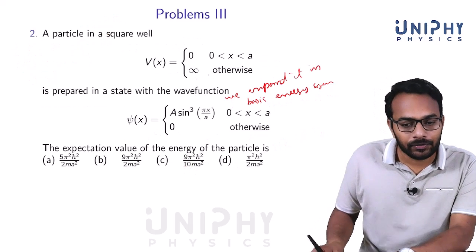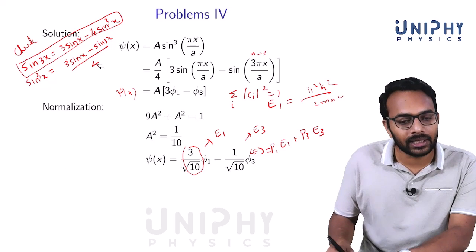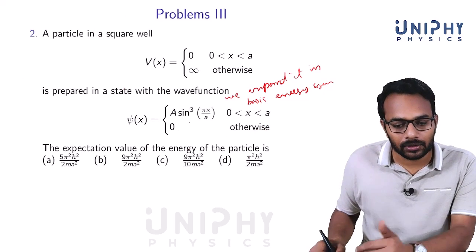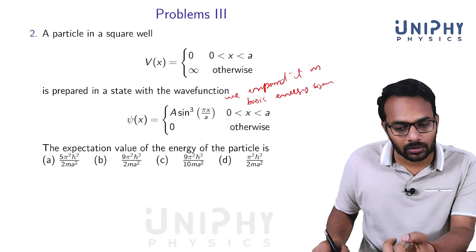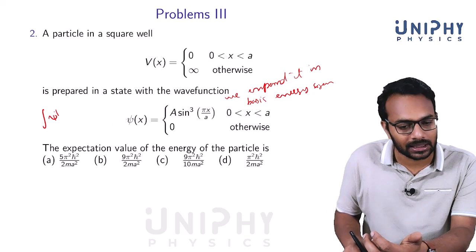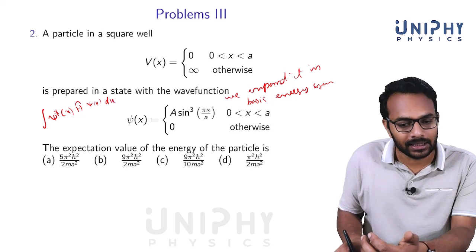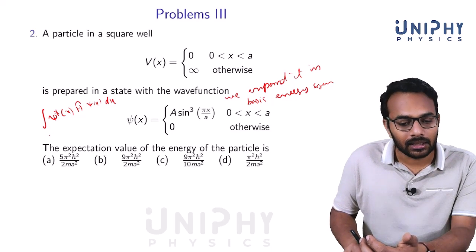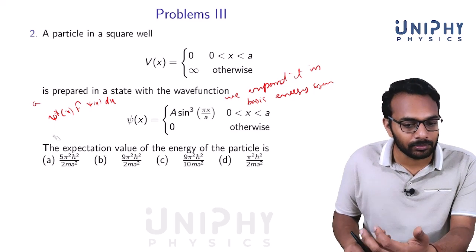Now, if you did not remember the sine cube thing, you see that things can get very complicated. Of course, we can solve this problem without remembering it. You just use the usual definitions and you do psi star of x H cap psi of x dx within the limit 0 to a, and you will get the average value of energy. But you see that our method is much easier.